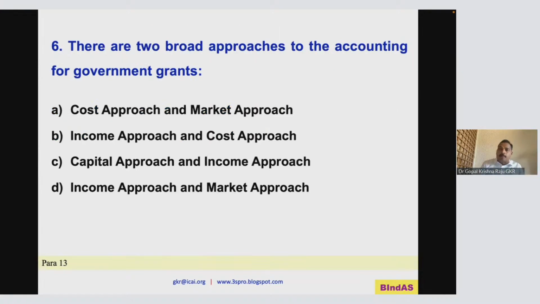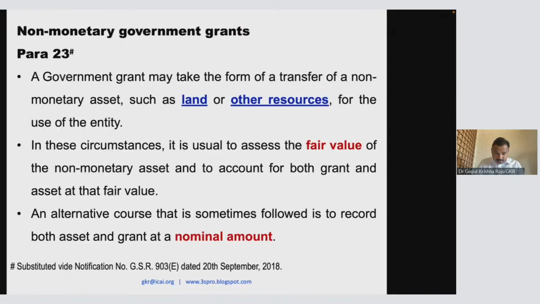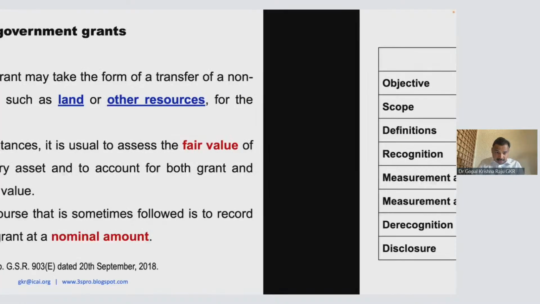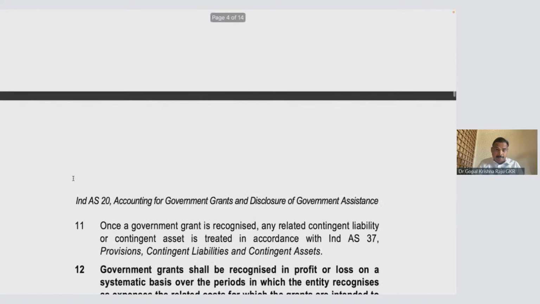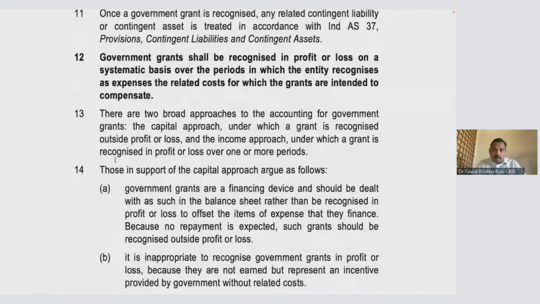There are two broad approaches to accounting for government grant. Very good. Now, I want to make this point very clear to all of you. Please look at this paragraph, para 13, especially. So there are two broad approaches. One is called the capital approach. In the capital approach, the grant is recognized outside P&L. So it will only be in the balance sheet. In the income approach, the grant is recognized in P&L over more than one period.